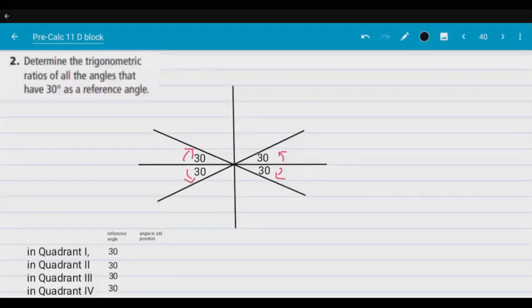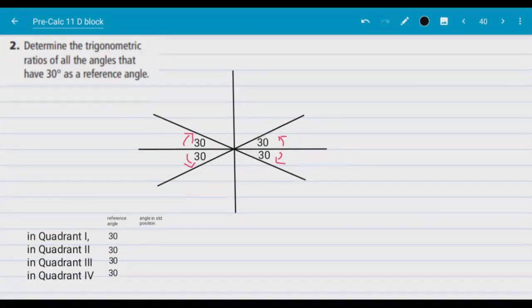Welcome back. So, guys, I am now on Check Understanding number two on page 423. We are going to be determining the trig ratios of all the angles that have 30 degrees as a reference angle. Before you do this, I would like you to watch the video that I made wherein I showed how to determine the different trig ratios for the 30-degree, 60-degree, and 45-degree angles.